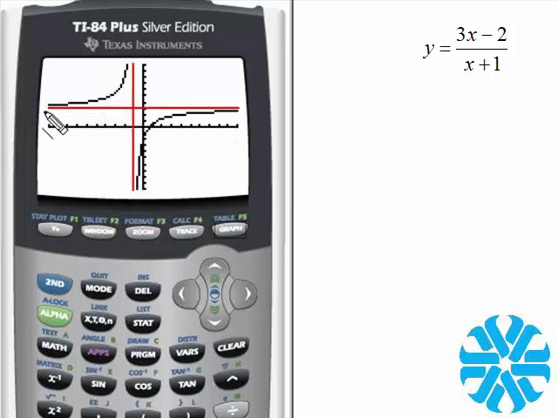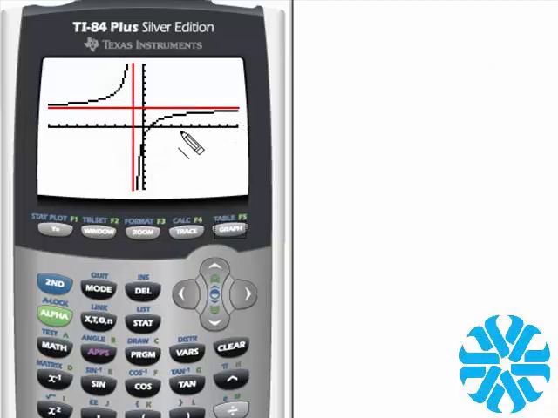Now, what's happening with our horizontal asymptote? If you start at the vertical asymptote and move to the left along the curve, you can see that the curve approaches the horizontal asymptote. If you start at the vertical asymptote and move to the right along the curve, you can see that the curve approaches the horizontal asymptote. Alright, so that's what's happening here.